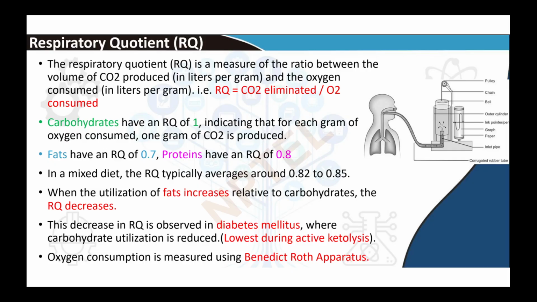When the utilization of fats increases relative to carbohydrates, the RQ decreases in a mixed diet, right? Because fats have a lower RQ and carbohydrates have a higher RQ. This decrease in the RQ is observed in diabetes mellitus, where carbohydrate utilization is reduced, which is lowest during the active ketolysis. Oxygen consumption is measured using Benedict Roth apparatus, which is shown here. So again, this could be a multiple choice question, so you should remember that.